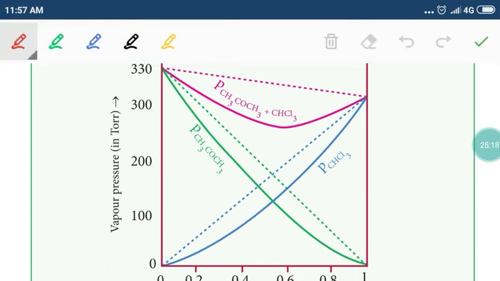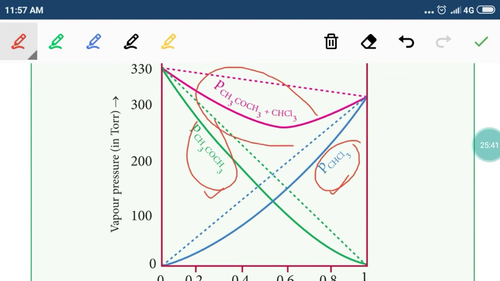So we draw a graph between vapor pressure and mole fraction. This is an example of a non-ideal solution, mixing chloroform and acetone. This is the vapor pressure of chloroform, and the vapor pressure of acetone. The deviation is a negative deviation, and the vapor pressure of the solution will be lower than the individual ones.